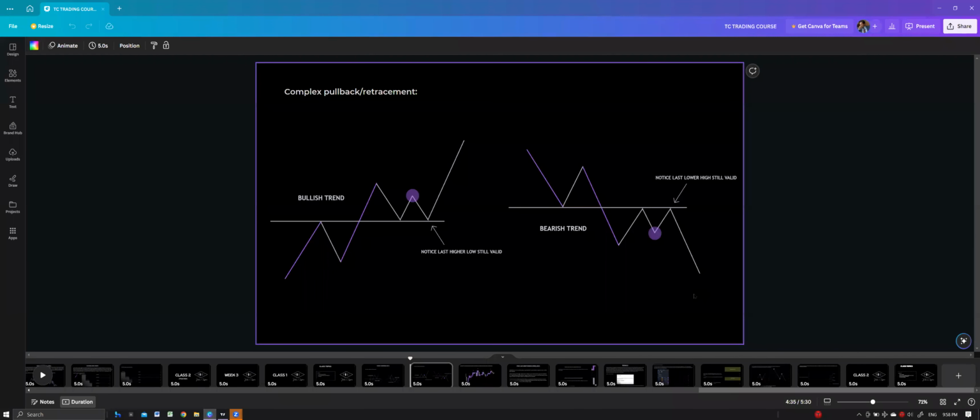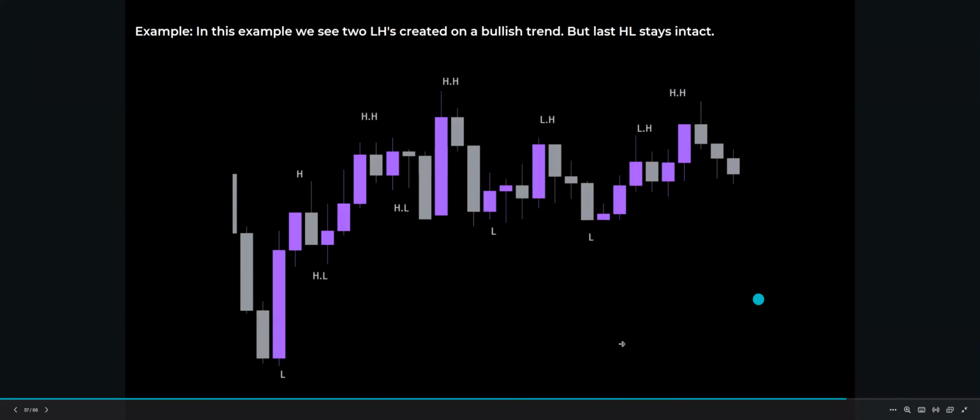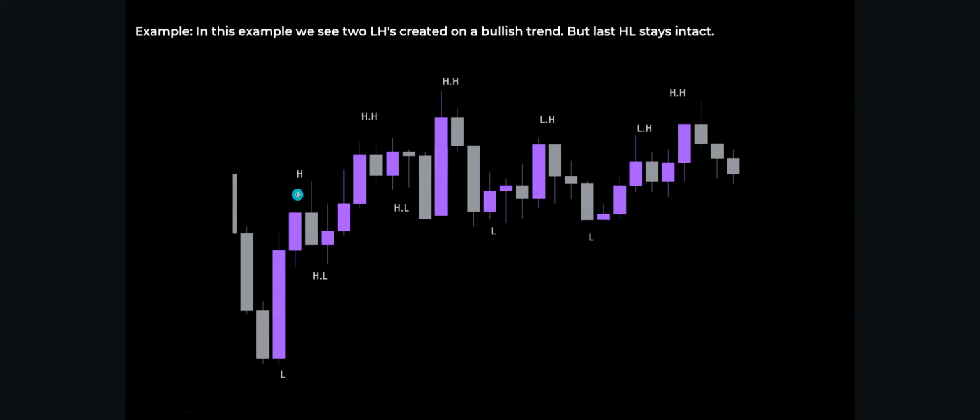Hold on. So this example here, you see how we have a lower low, a high, a higher low, a higher high, a higher low, a higher high, right? And this example is even more interesting because we have two complex pullbacks here. So we see a low, a new low created, which is the same as the previous low. So this is a low. We see a lower high.